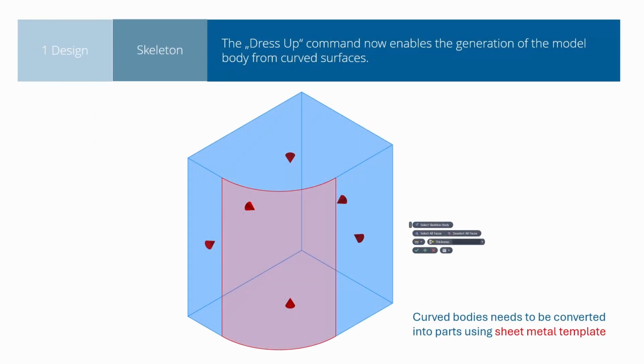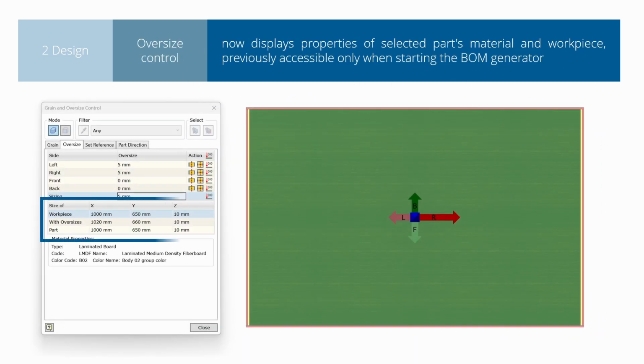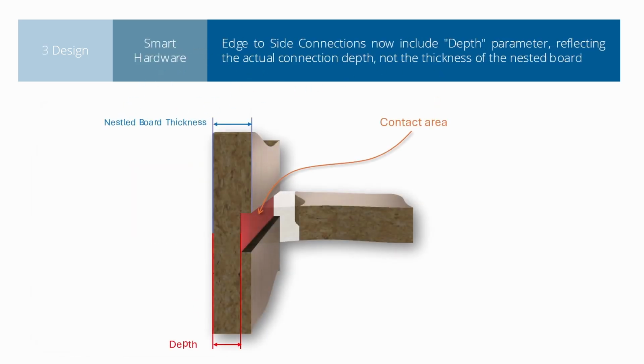Now, let's take a look at the new features, starting with skeleton design. The Dress Up command now allows the creation of curved faces. The Oversize control window displays the size of the selected part, its workpiece, and the workpiece with oversize. Edge-to-edge connections have been enhanced with the addition of a depth parameter, which now accurately represents the connection's actual depth rather than simply the thickness of the nested board.